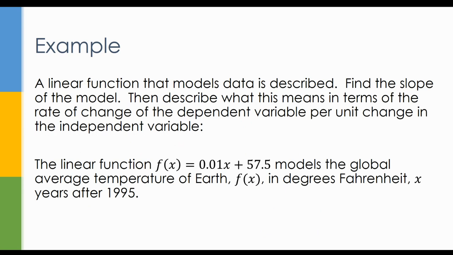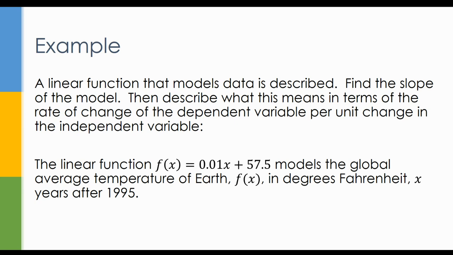All right, so here's another one. It says a linear function that models data is described. We're going to find the slope of the model, then we'll describe what it means in terms of the rate of change of the dependent variable per unit change in the independent variable. The linear function f(x) equals 0.01x plus 57.5 models the global average temperature of Earth, f(x), in degrees Fahrenheit, x years after 1995.